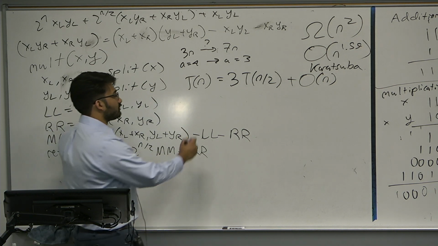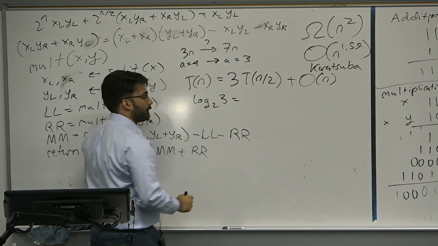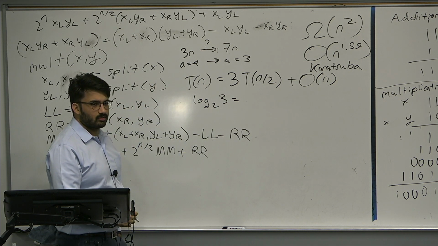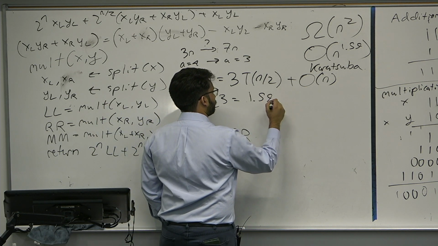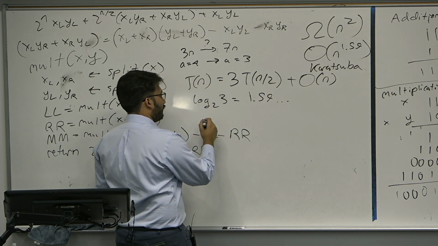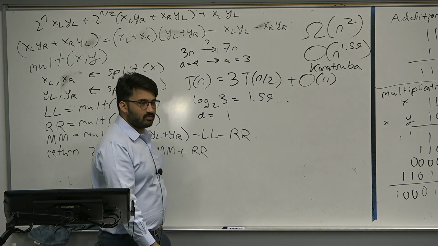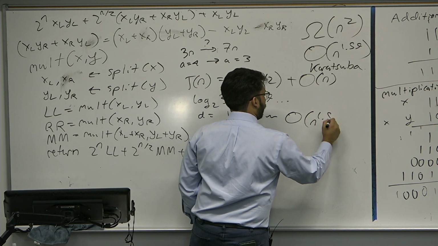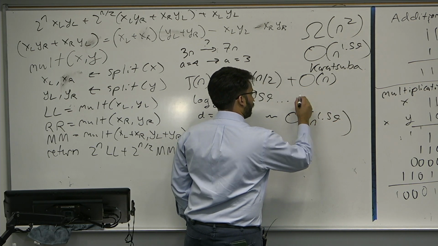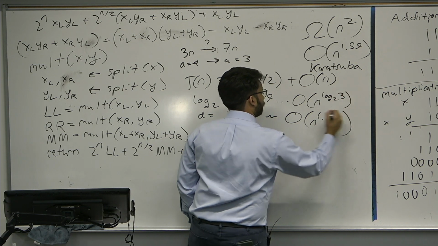And let's do the analysis. What's log base 2 of 3? Actually, you shouldn't know this one. It's like 1.59, approximately, right? And then d is equal to what? It's still 1. So we take the case of the winner here. So it's going to be approximately O of n to the 1.59, which is, again, O of n to the log base 2 of 3, right?